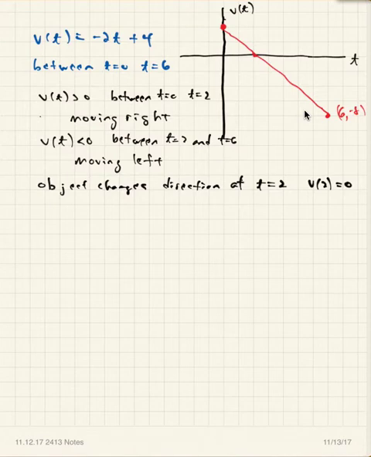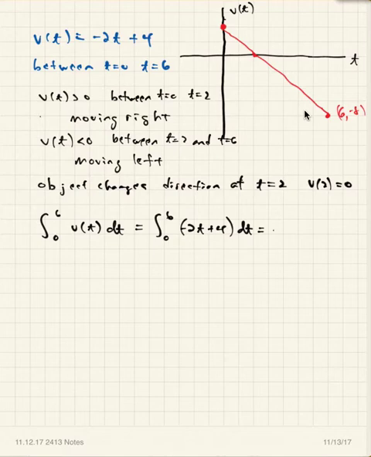And the object's actually changing directions. All right, so what happens here? If we look at the integral of our velocity function from 0 to 6, well, we can actually evaluate this because we have the function. This would go from 0 to 6 of negative 2t plus 4 dt.